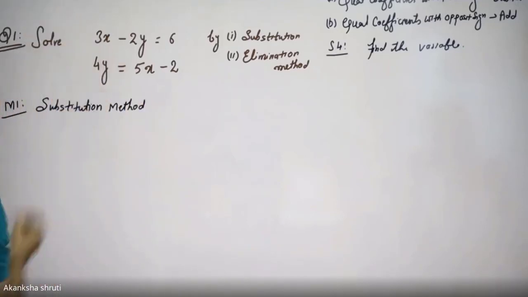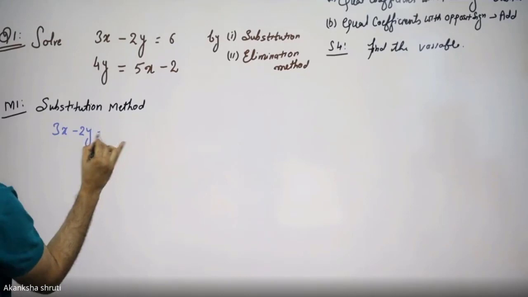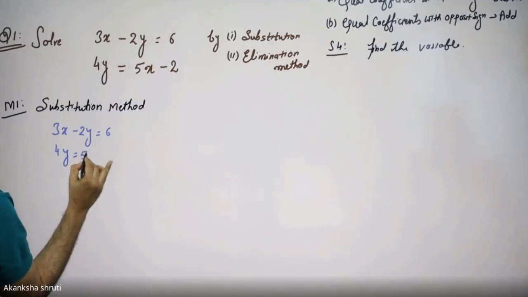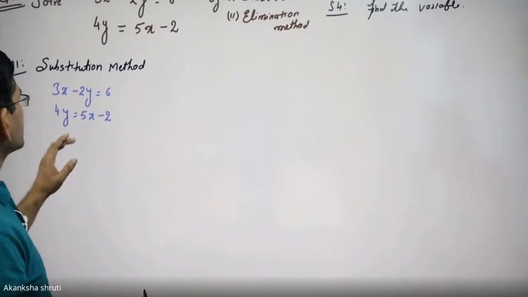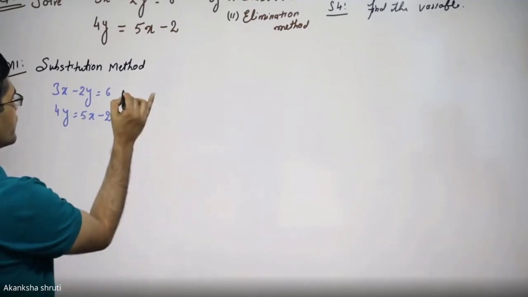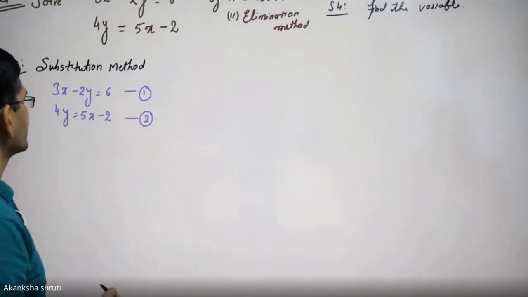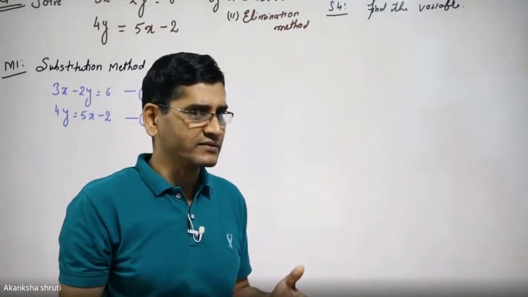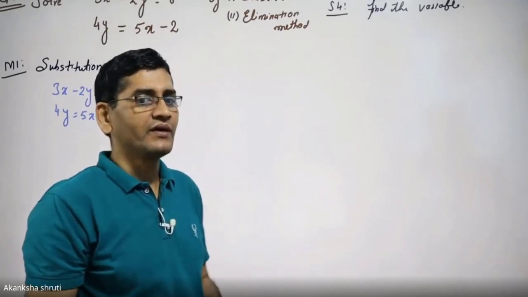Let us rewrite the equation. The given equations are 3x minus 2y is equal to 6 and 4y is equal to 5x minus 2. Students, for the substitution method, we need to find one variable from any of these equations. Consider the first one as equation 1 and the second one as equation 2. Student, better habit is to find the value of y in terms of x, either from 1 or from 2, then substitute it in the other.